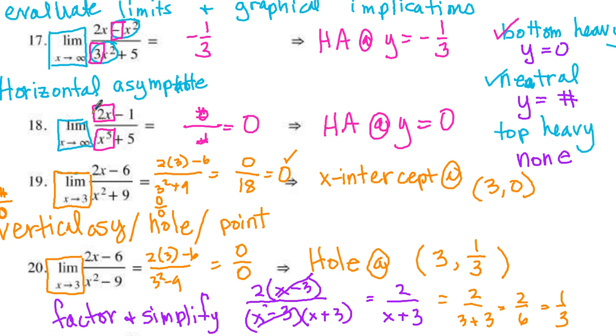Okay, so if you have limits going to infinity, those are talking about horizontal asymptotes. And if you have limits going to a number, they're either vertical asymptotes, they are holes, or they are some type of an intercept or an actual point on your graph.